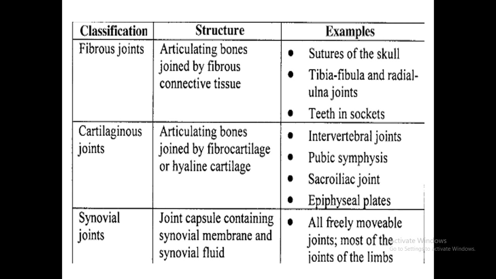Moving on to the synovial joints: joint capsule containing synovial membrane and synovial fluid, all freely movable joints, most of the joints of the limbs. Those are the synovial joints. Synovial implying they are lubricated by the synovial fluid. So those are found in all movable joints at the wrist. Look at the knee, look at the shoulder and the elbow. That's where you find all freely movable joints.